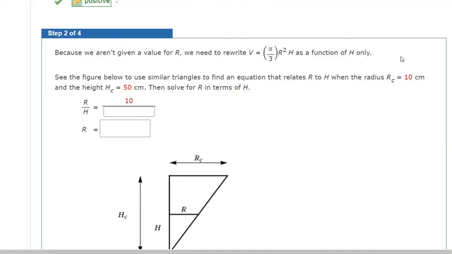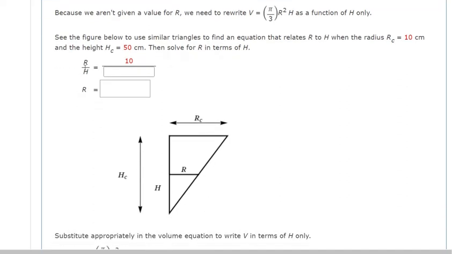Because we aren't given the value of r, we need to rewrite this as a function of h only. So we need to find a formula for r. And so they're using the idea of similar triangles, right? We got a big triangle, R sub c and h sub c is the bigger triangle. Then r and h is the little triangle.